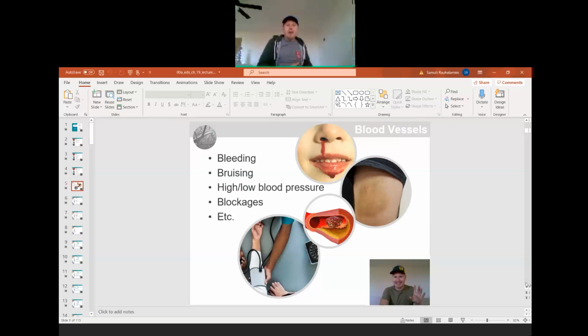And there's many different kinds of clinical reasons why we would focus on this system. So we see bleeding, we see bruising, we can see elevated or lower than normal blood pressure. We can see even clots in this vasculature. So there's many reasons why, as a person working in the clinical field or moving to the clinical field, you would want to be familiar with this system.